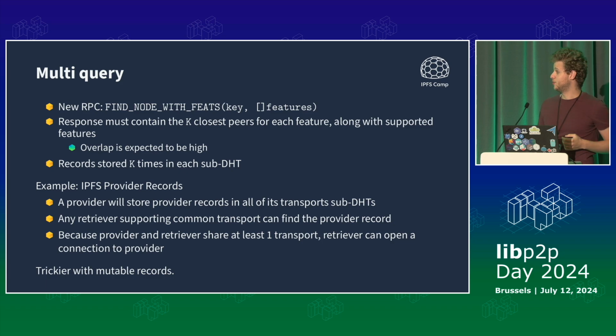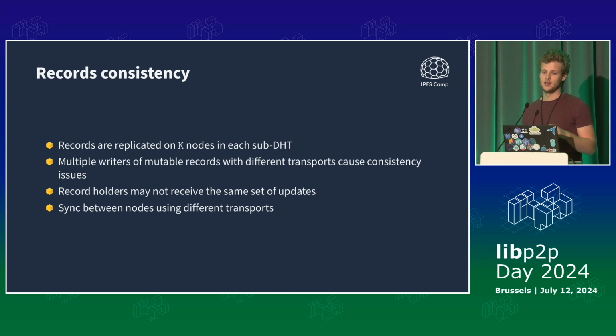However, it becomes a bit trickier with mutable records, such as IPNS. For instance, if multiple peers want to write at the same key, and they have different transports, each of the nodes storing the records may see a different set of updates. Even using CRDTs, because you don't have the same set of updates, you will not end up in the same state, which is a problem that we already have today, and this is not solving this problem. To solve it, we would need to sync between the nodes that use different transports.